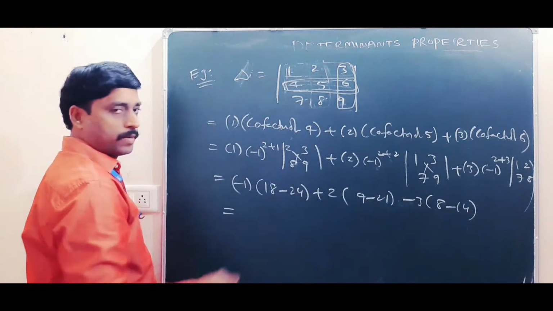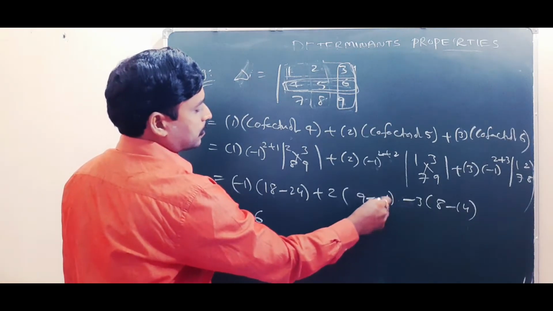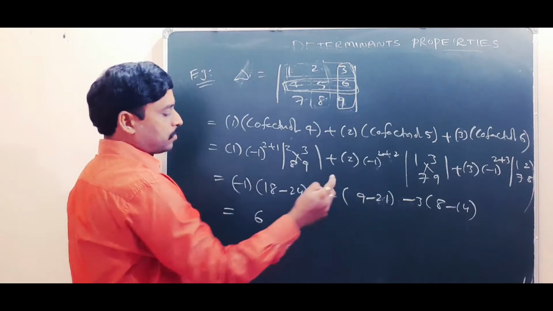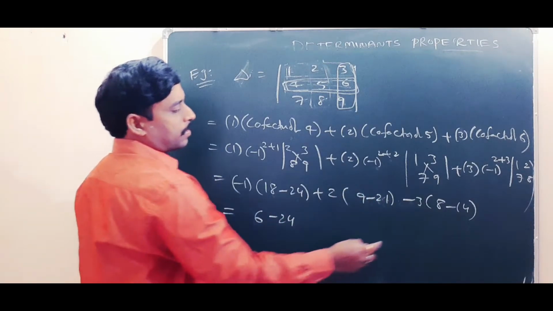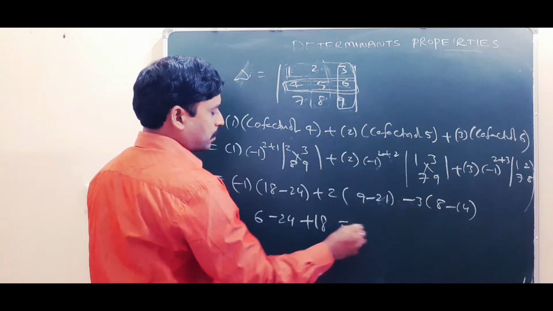It is going to be minus 6 plus 6. So minus, this is minus 12 to the minus 24. This is minus 6, minus 6, minus 3 is plus 18. So the answer is 0.